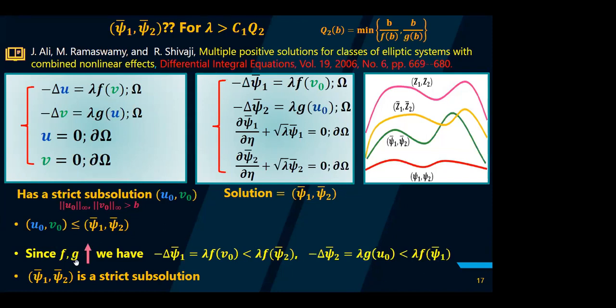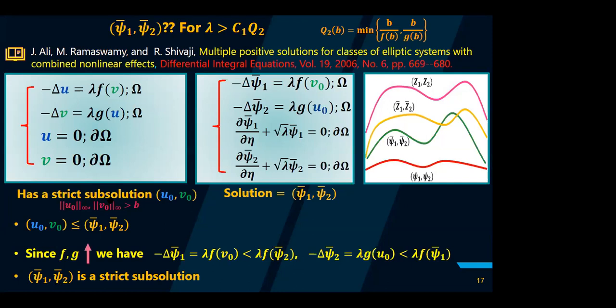But since F and G are increasing, we have this inequality. Of course, negative Laplacian C1 bar is this expression, which is less than lambda times f of C2 bar, because C2 bar is bigger than V0 and F is increasing. Similarly, we have this inequality right here. And of course, the boundary inequalities are clear because these two boundary terms are 0. So that tells you that psi1 bar comma psi2 bar is a strict subsolution.